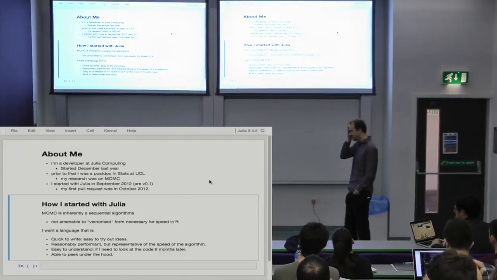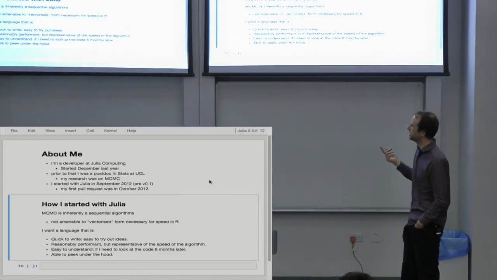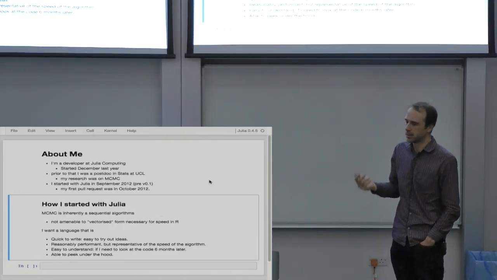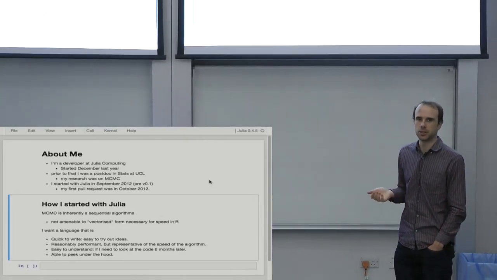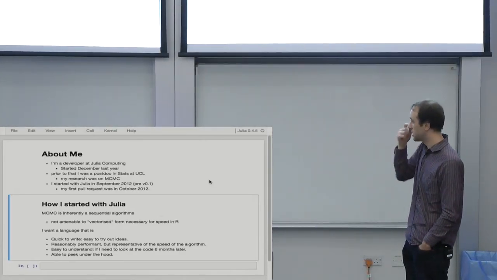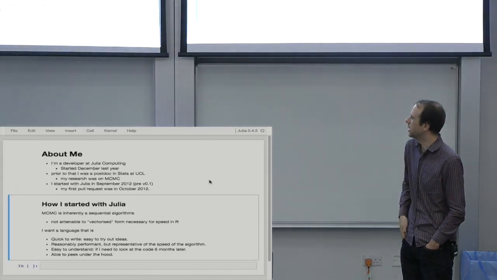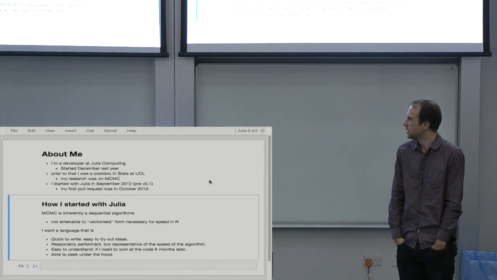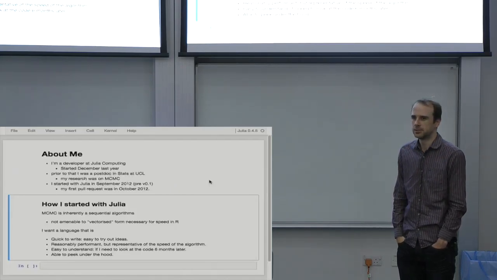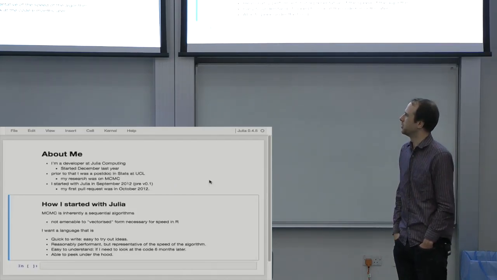And so you hit all these problems in MCMC, which is basically that it's not amenable to the vectorization tricks you have to play with R to make it reasonably fast. So I started using MATLAB while I was there. And as anyone who's started using MATLAB, you quickly tire of it.